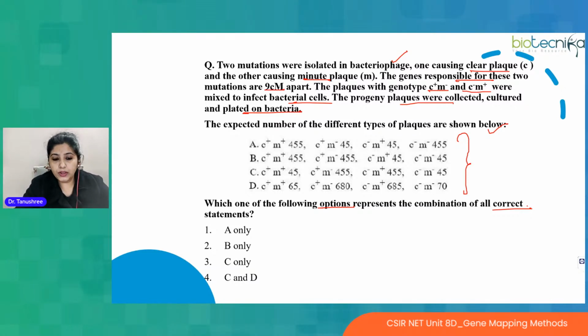Focus on the data which is given in the question. This question is based on linkage and mapping of genes on chromosome. So how do you map genes on chromosomes?